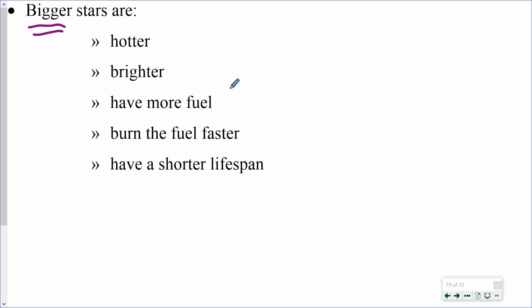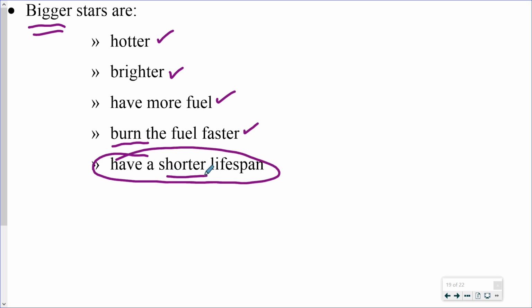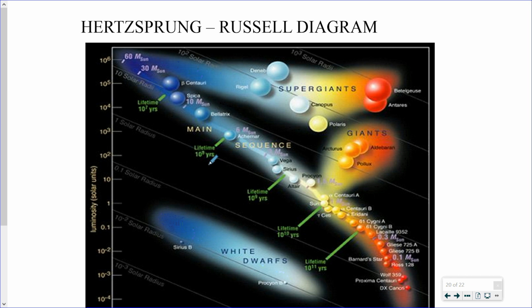Bigger stars, it's going to be exactly the opposite with smaller stars. What do we know about bigger stars? Hopefully most of this makes sense. They're hotter, they're brighter, they have more fuel. However, because they have more fuel, they have a higher pressure, higher temperature, and that means they actually burn their fuel faster. So even though they have much more fuel, they burn it at such a fast rate that they actually have a shorter lifespan. They don't live, not that they really live, but they don't stick around nearly as long as smaller stars. Smaller stars actually stick around the longest. They have the longest lifetime.